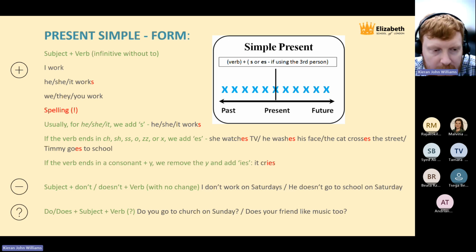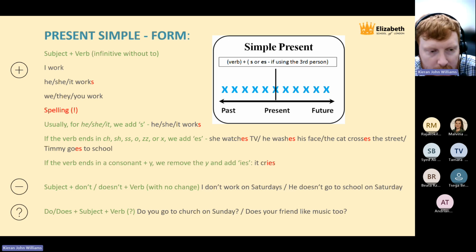For the negative, we take the subject, I or he, she, it, or we, they, you, and then we use don't or doesn't, and then the verb, but the verb doesn't change. It is just a verb on its own with no changes. Okay, so it would be something like I don't work and he doesn't go to school. So I don't, he, she, it doesn't, we, they, you don't.